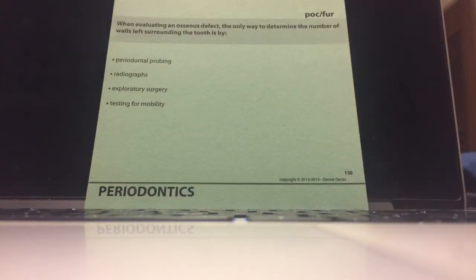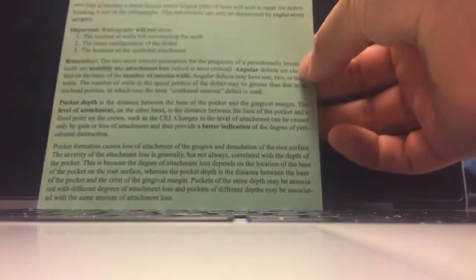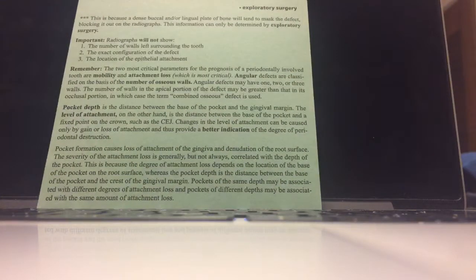When evaluating an osseous defect, the way to determine the number of walls left surrounding the tooth is by periodontal probing, radiographs, exploratory surgery, or testing the mobility. And I will say exploratory surgery. This is because a dense buccal and/or lingual plate of bone will tend to mask the defect, blocking it out on the radiographs. This information can only be determined by exploratory surgery.